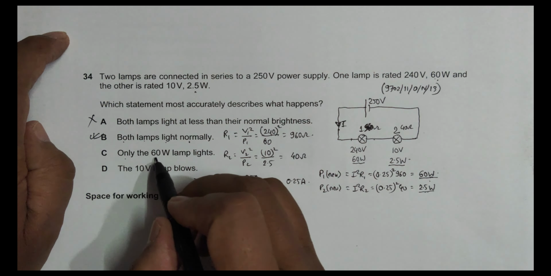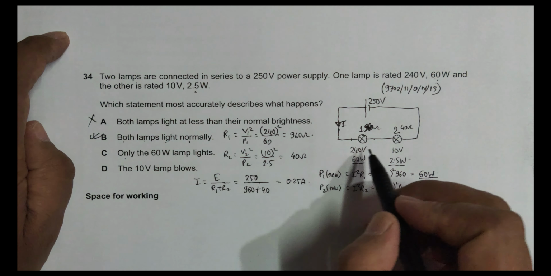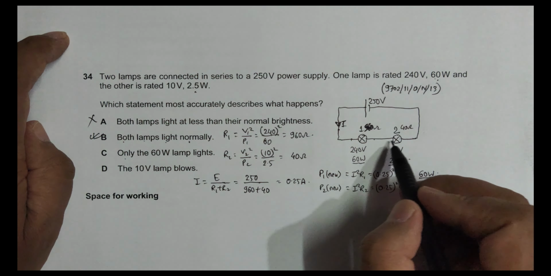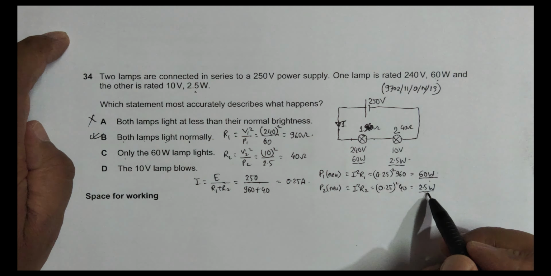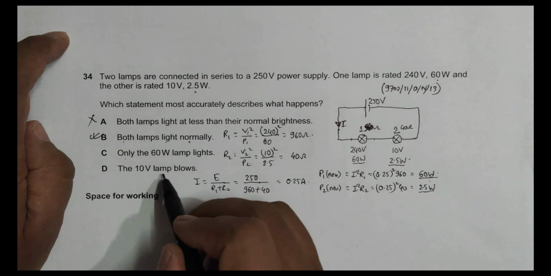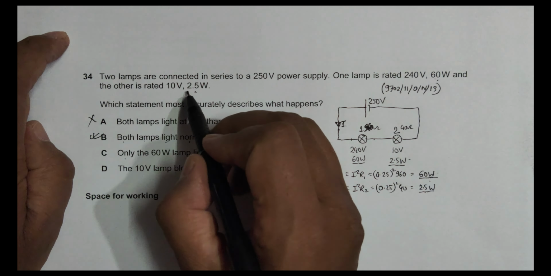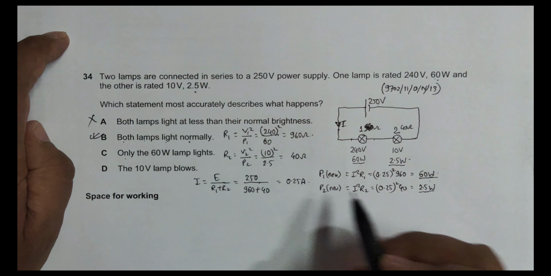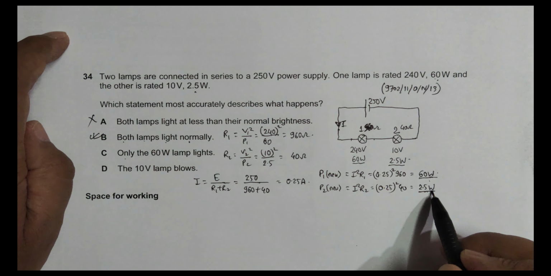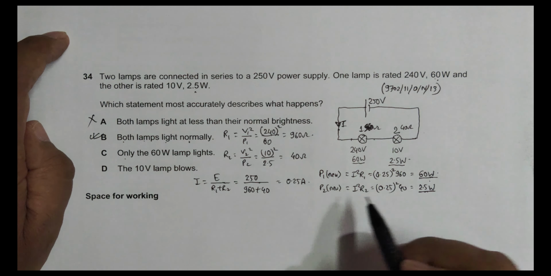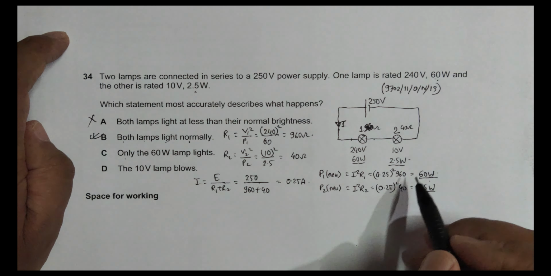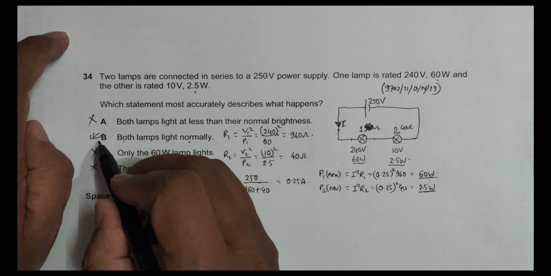Next is, only the 60 watt lamp lights. No, current flows here also, so this also lights. And it says the 10 volt lamp blows. In order that the 10 volt lamp blows, it must be consuming more power than its rating. But the power is again the same. So there is no chance of blowing either the 10 volt lamp or the 240 volt lamp. So the correct choice is number B only.